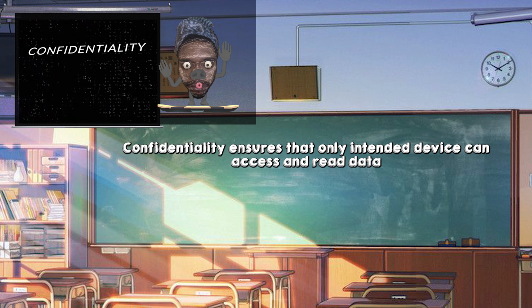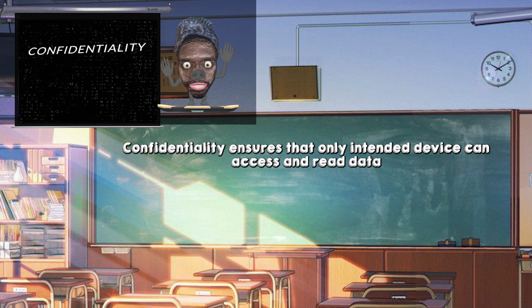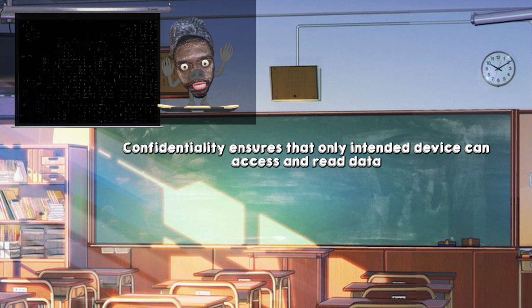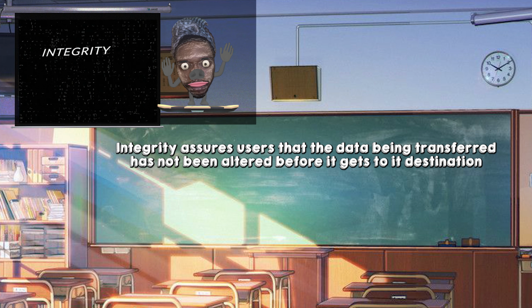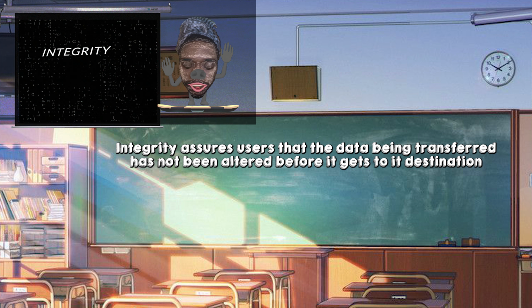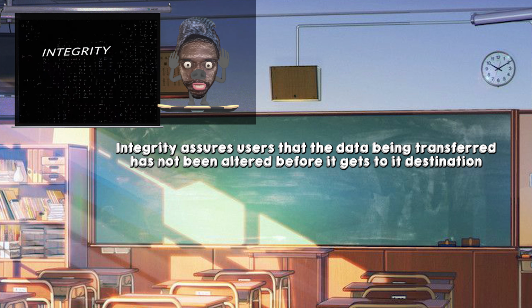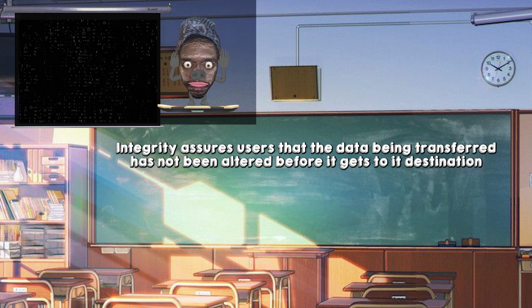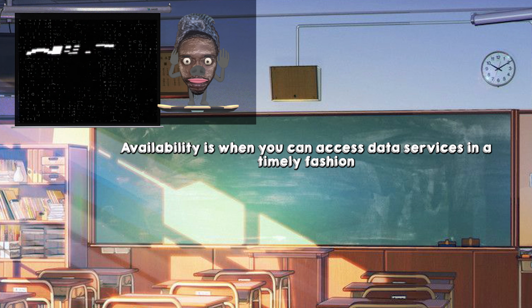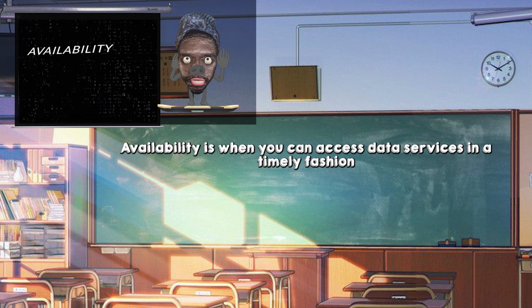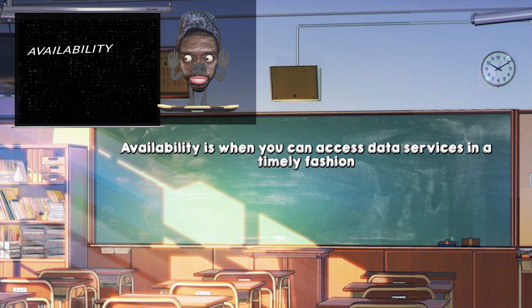Confidentiality ensures that only intended devices can access and read the data. Integrity assures users that the data being transferred across the network has not been altered before it gets to its destination. And finally, availability is when you can access data services in a timely fashion.